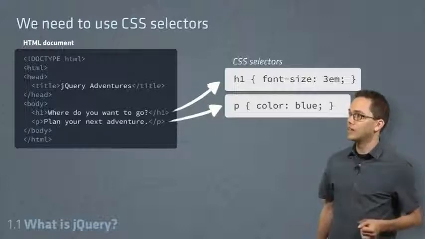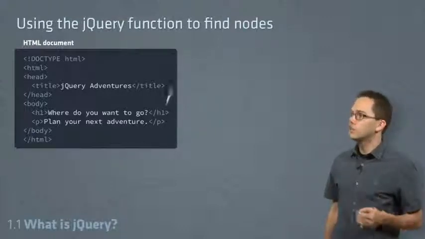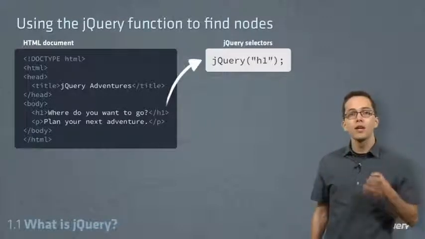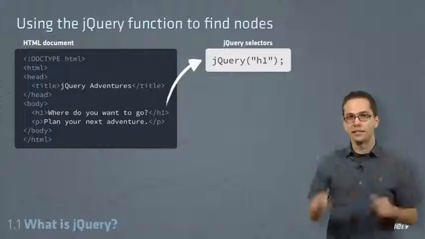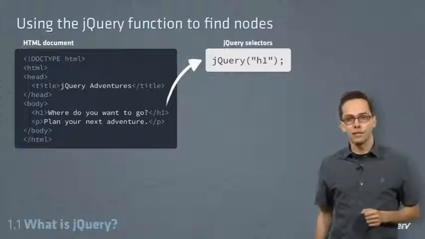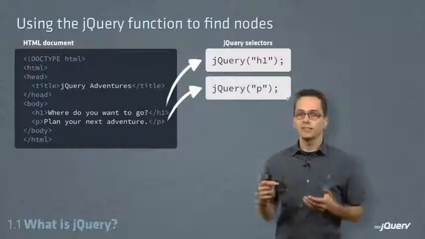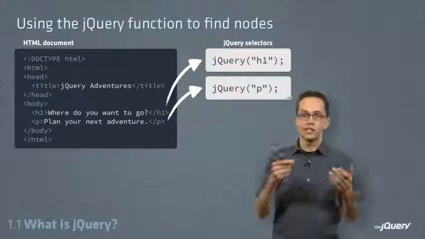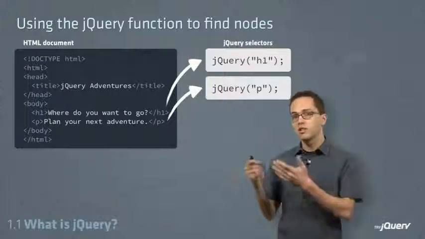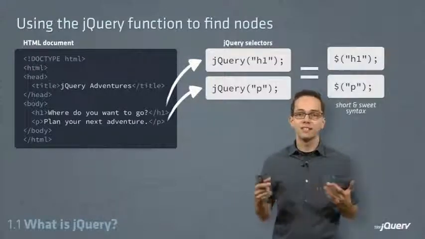So if we wanted to find the h1, we could simply specify jQuery h1. Notice that h1 is wrapped in a string with 2 double quotation marks. To find the paragraph in the DOM, we could simply write jQuery p. There's a shorter way we can write this code. Instead of specifying jQuery, we can simply use the $. It's going to mean the same thing.